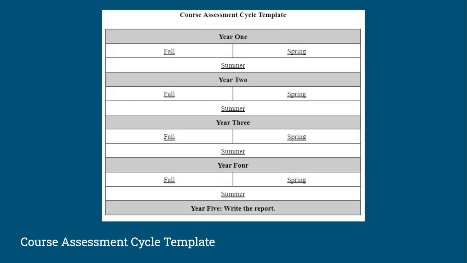So the new template looks like this. You can see year 1, year 2, year 3, and year 4 broken down by individual semesters. This way, you're not looking at one gigantic list of every single course, and instead looking at it at the individual sections in which you would ultimately assess those courses. So what are you assessing in fall? What are you assessing in spring? And what are you assessing in the summer?